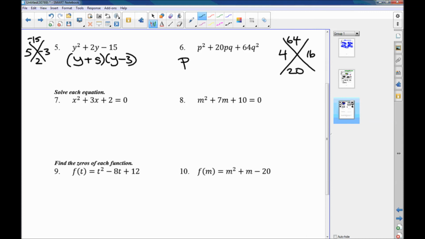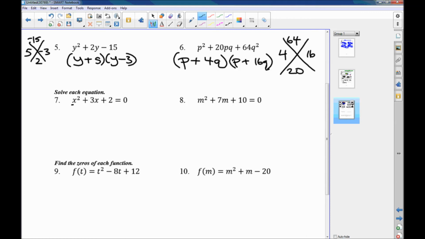So we're going to write this a little bit different. It's going to be p plus 4q, because I need a q squared at the end, and p plus 16q. So q times q at the end is going to make q squared, and in the inside and outside I'm going to get pq, which is what we want for the middle term up above. Okay, all right, so this concludes just the factoring part.